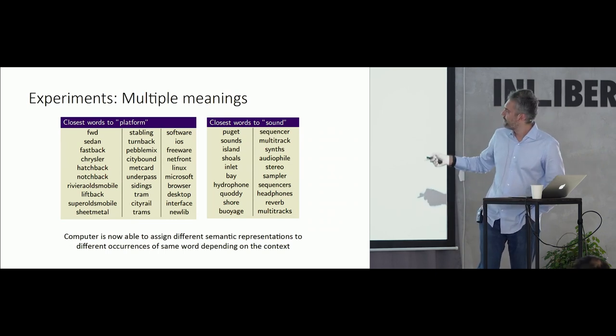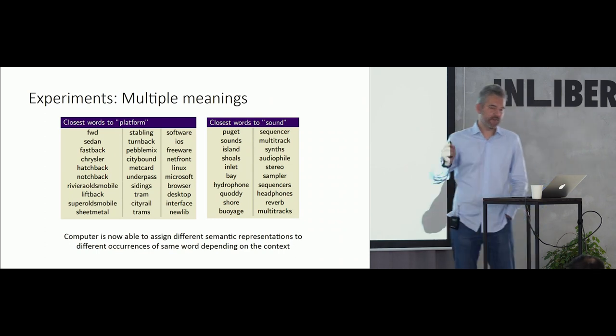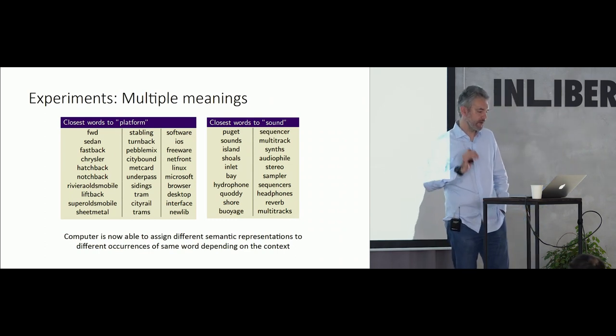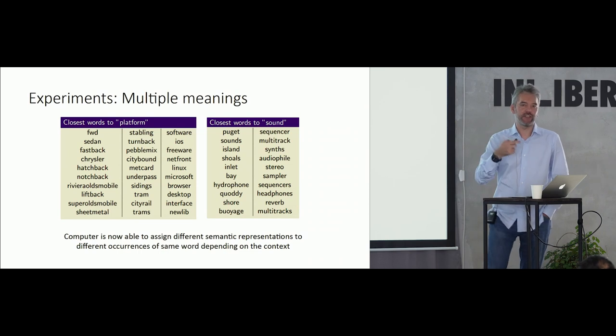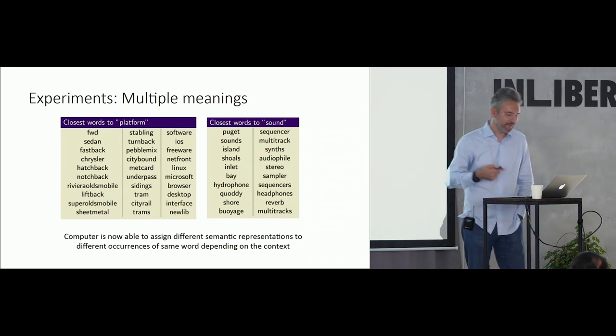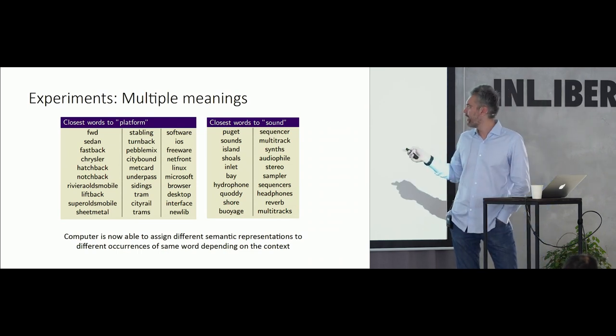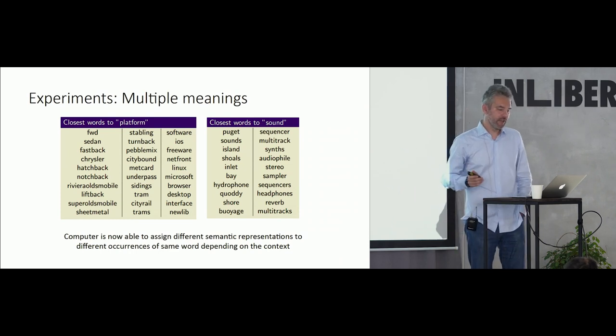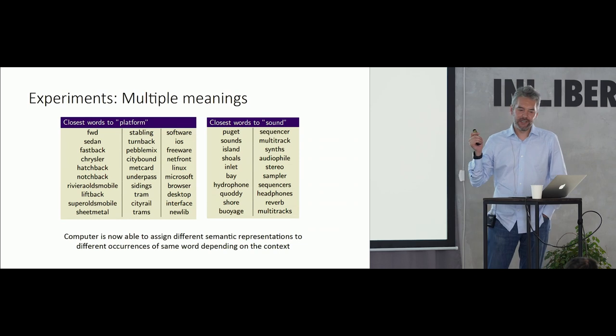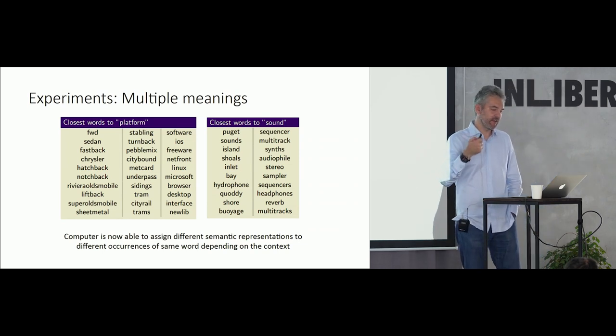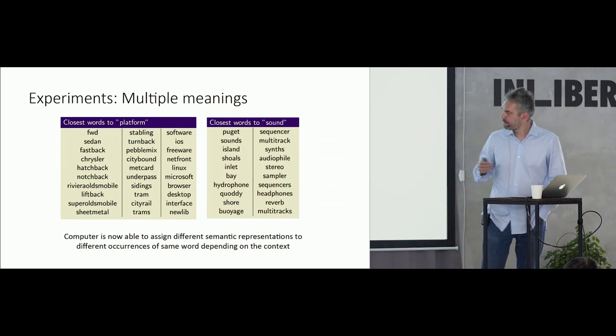The second meaning of the word platform is definitely related to public transportation. And we understand that this platform is just a facility used in public transportation. And finally, for the last meaning, the closest words are all related to software engineering. So I understand that this platform has the sense of a software platform.